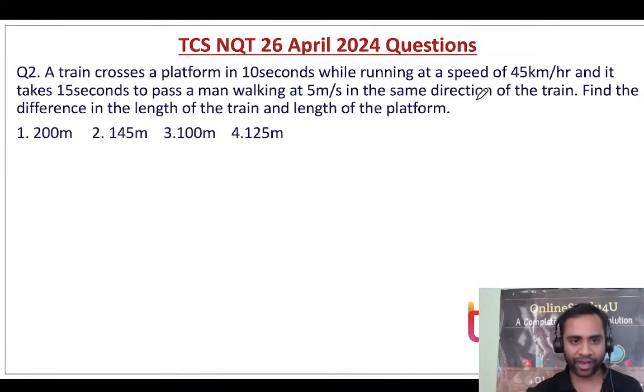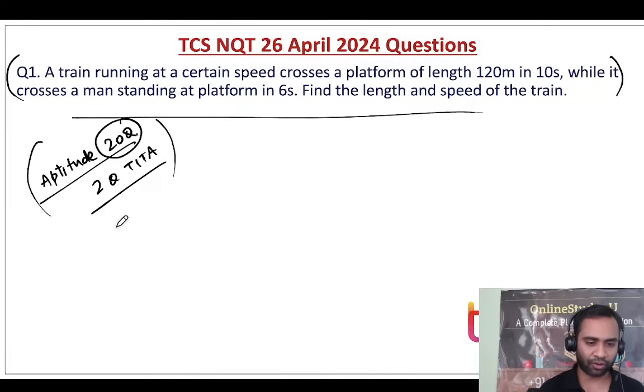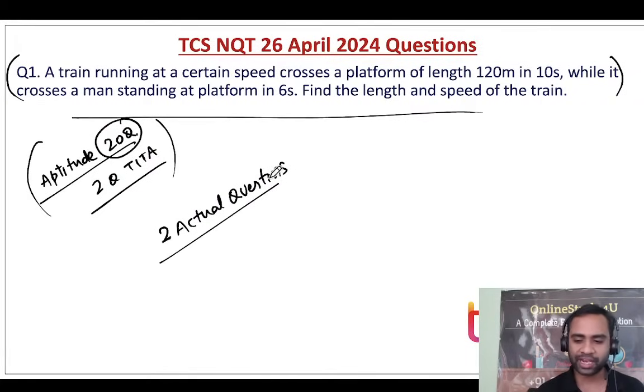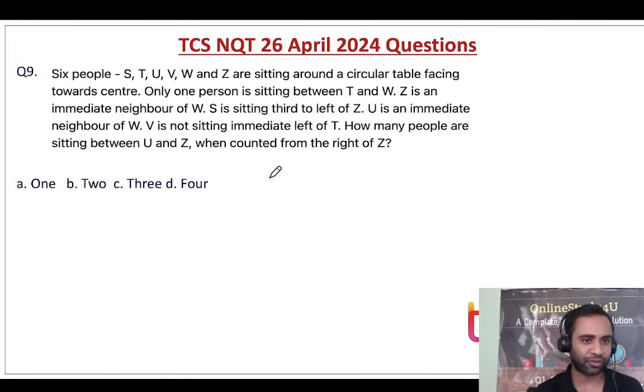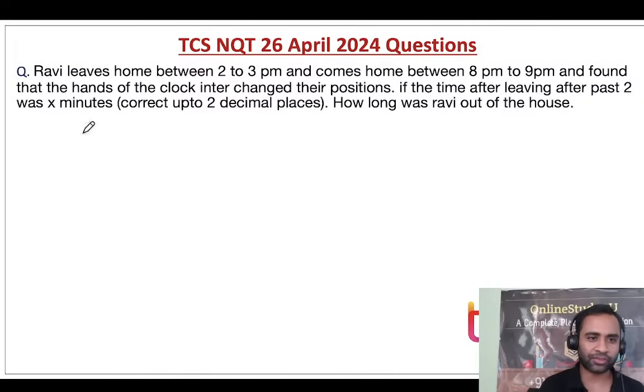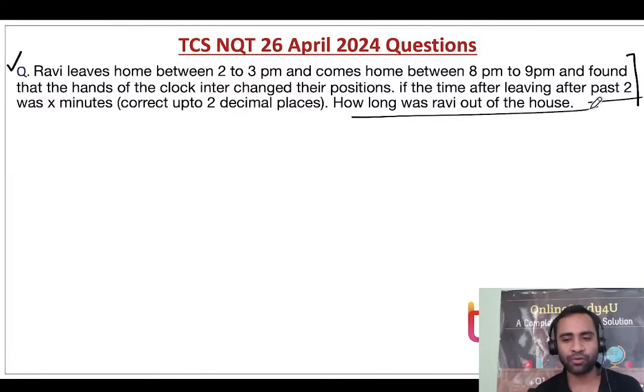Okay. Now friends, the question which we are going to solve. These two were the actual questions, and one more question I have taken at the end, which is also an actual question. So Rabi leaves home between 2 to 3 p.m. and comes home between 8 to 9 p.m. and found that the hands of the clock interchange their positions. If the time after leaving after past 2 was X minutes, then how long was Rabi out of the house?